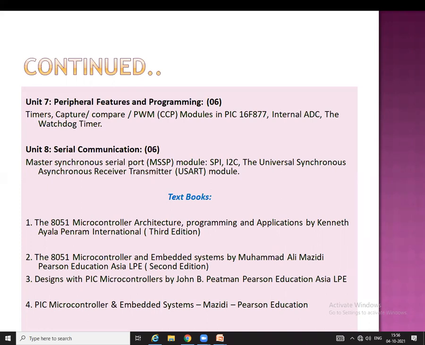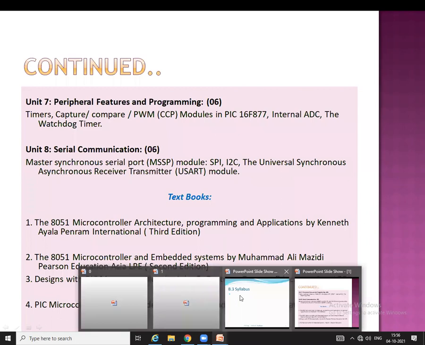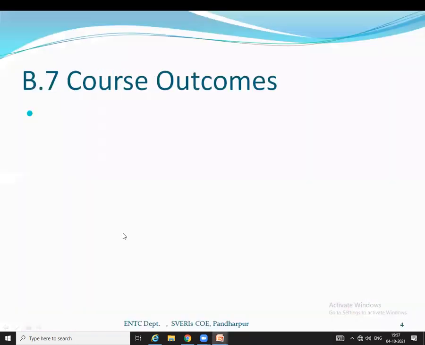So I hope whatever we have gone through today, that is our institute's mission and vision, the department's vision and mission, the PEOs and POs, and the syllabus, you have understood. The next point is the course outcomes, which we will cover in the next session. I hope you understand the instructions given to you, and you will follow them, and there will be good interaction between me as class coordinator and you.